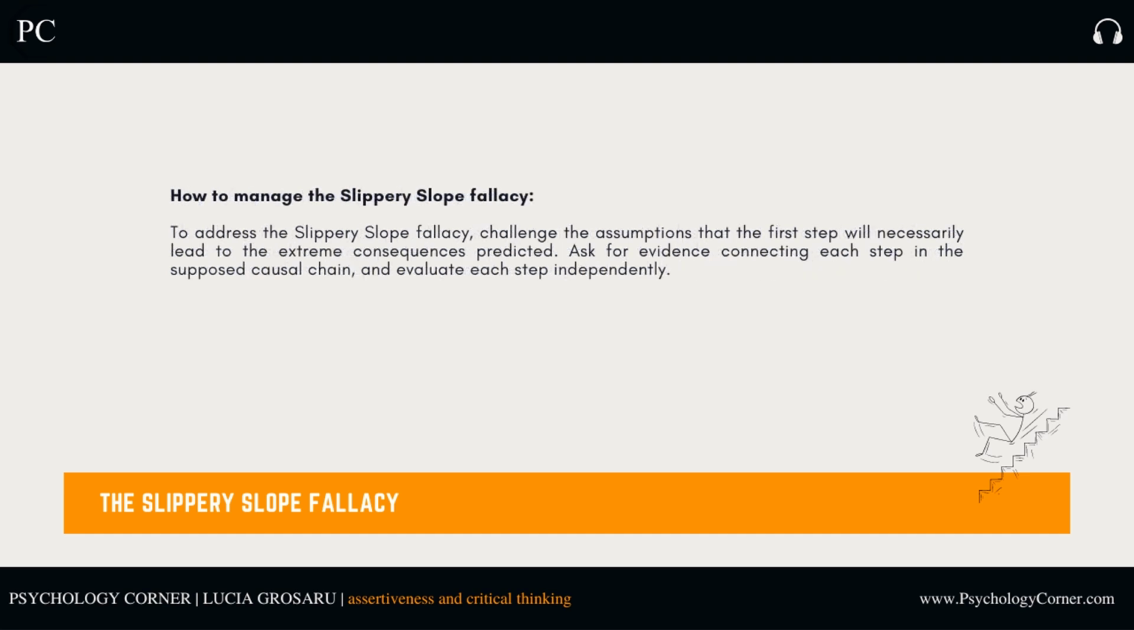To address the slippery slope fallacy, challenge the assumptions that the first step will necessarily lead to the extreme consequences predicted. Ask for evidence connecting each step in the supposed causal chain, and evaluate each step independently.